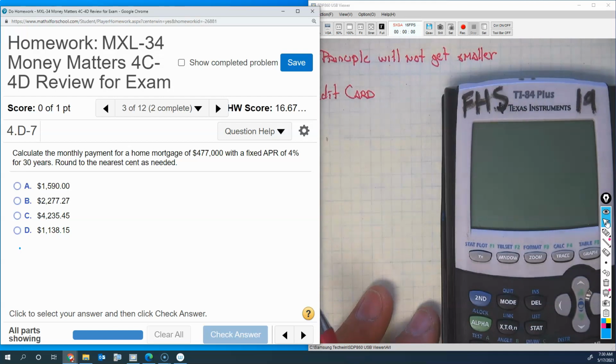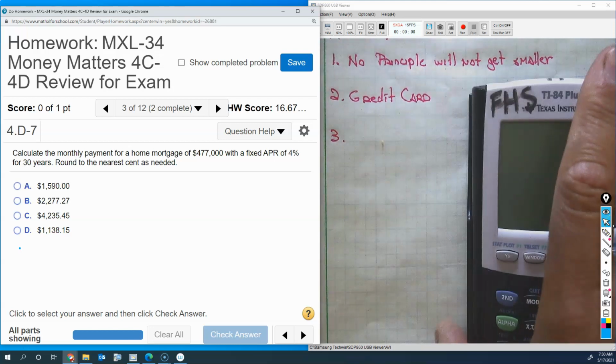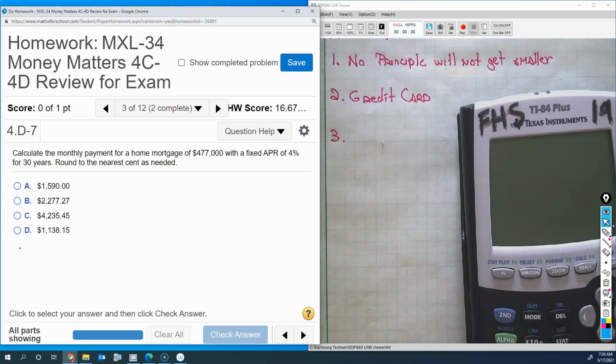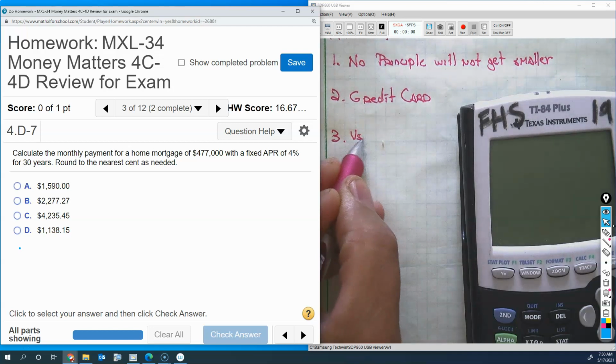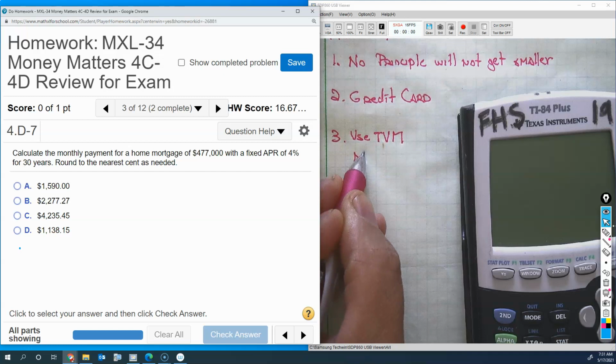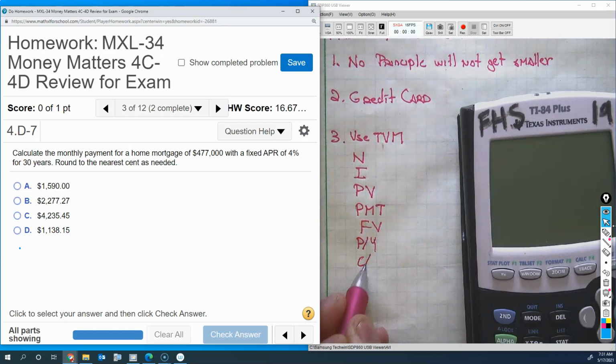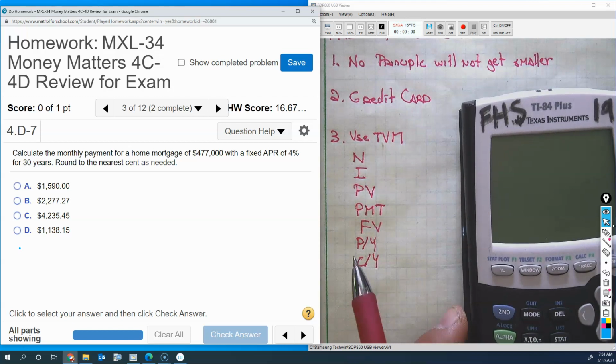All right, so we're going to type this in. So when we put this into the TVM, we're going to use it because it's easier than using the formulas, guys. On this one here, you're doing calculate the monthly payment. So on your TVM, you have N, I, PV, PMT, FV, PY, CY. All right. So it says calculate the monthly payment. So this is what we're trying to find right here.